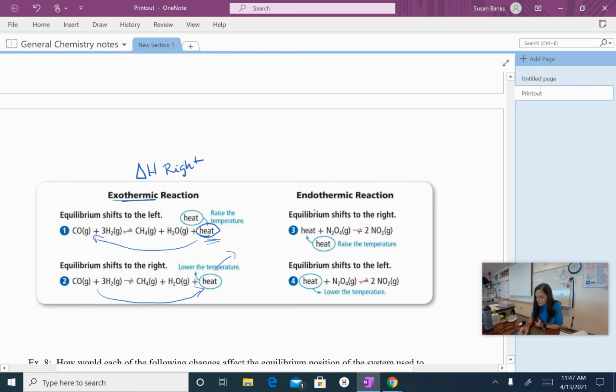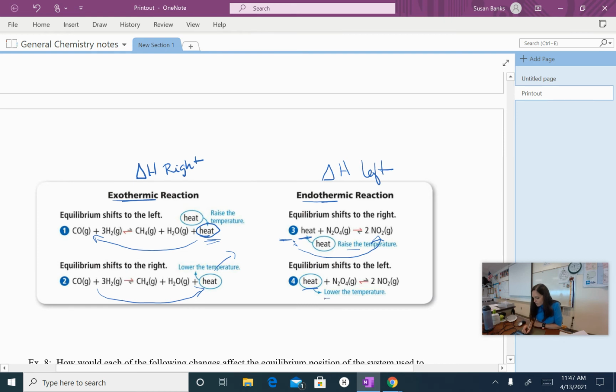Now, in an endothermic reaction, delta H, or the heat, is on the left. It's on the product side. Okay, notice it's on the product side here. If I want to shift to the right, I'm going to add heat. I'm going to raise the temperature because this makes the reactant side really heavy. So to even it out, I'm going to have to make more products to even that out.